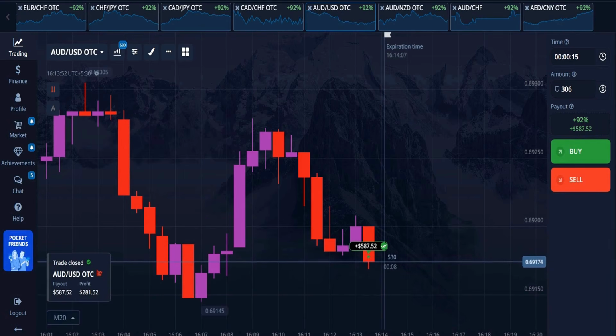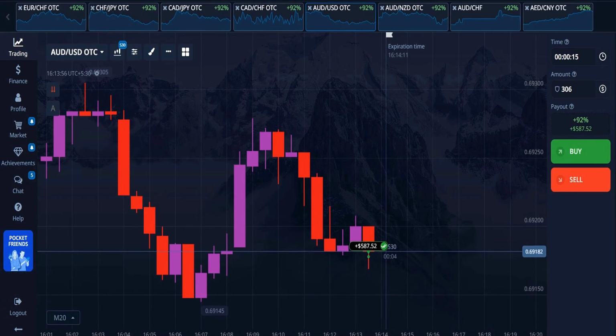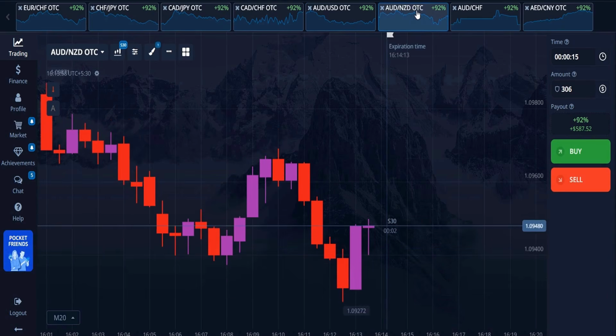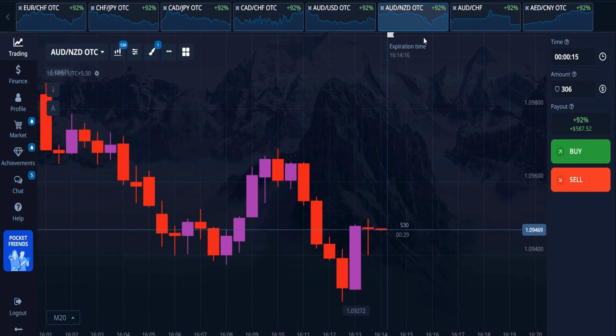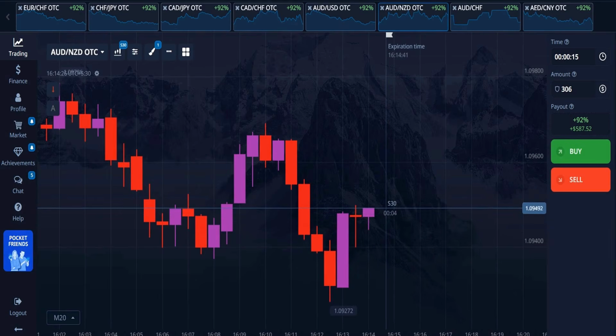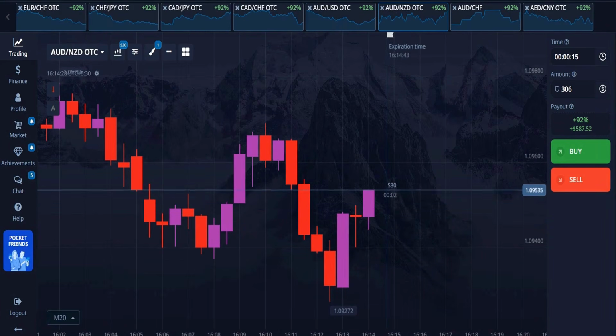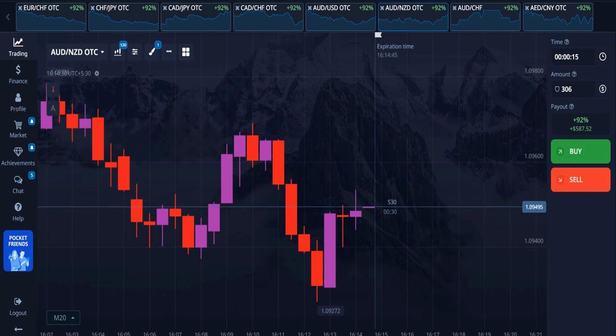another winning trade. This is why price action is so powerful. When the setup is clean, results follow. Now let's keep going and hunt for another high-quality setup. Remember, not every candle is tradable, so always follow the rules and stay patient. Now take a look at this candle.